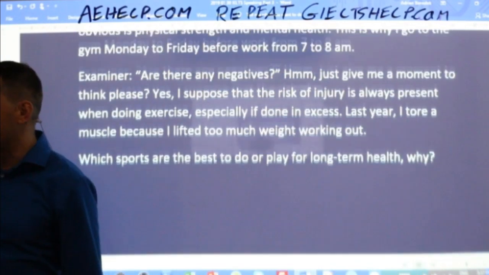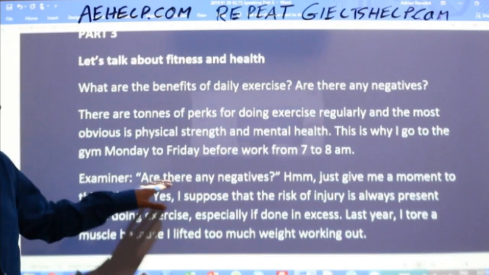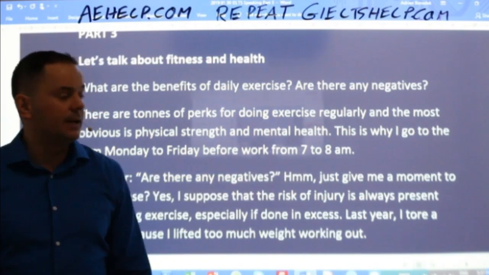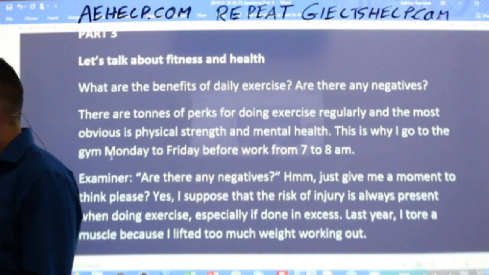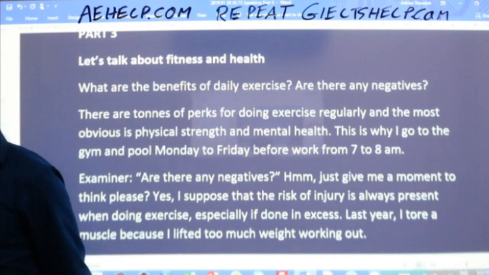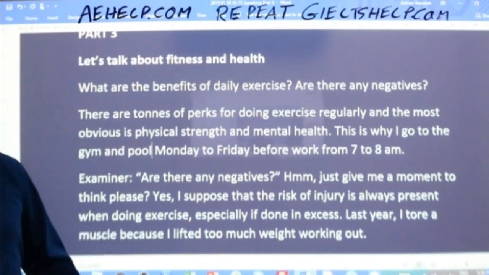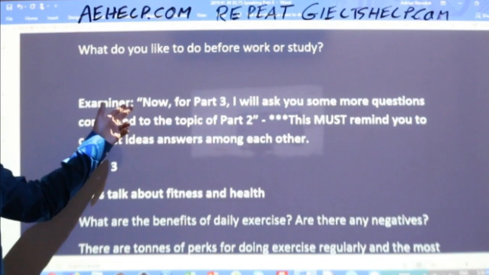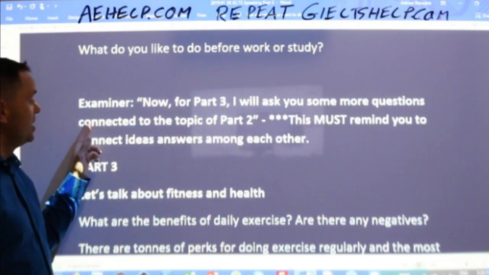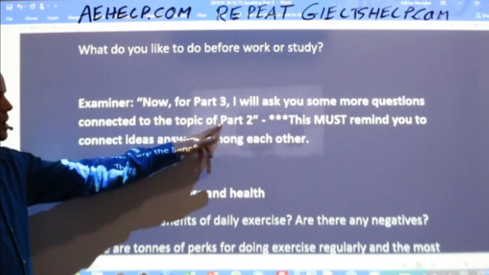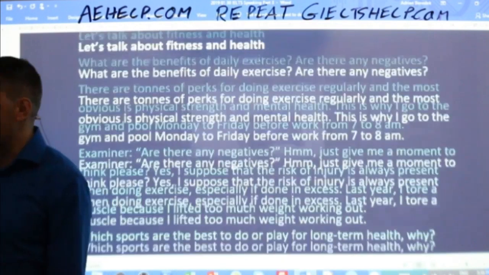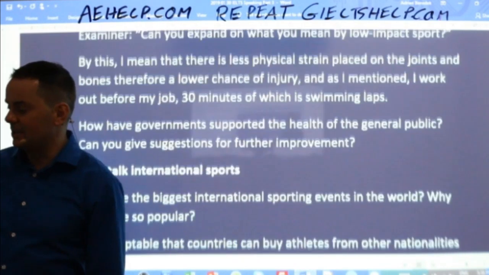So I'm connecting to my first answer here, which is I like to go to the gym Monday to Friday, 7 to 8 a.m. Maybe I'll add that in to make it even more clear. The gym and the pool. Okay, so I'm making those connections. Remember that tip? The examiner says, now for part three, I will ask you some questions connected or related to the topic of part two. You have to remember, I need to connect and relate among my answers also. Okay, good. I'm happy that some of you remembered that from the beginning of class.